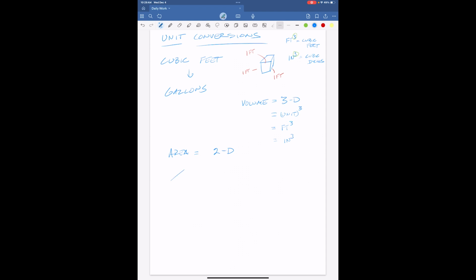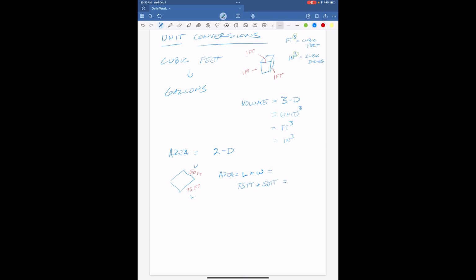So we have a field here, and maybe that field is, say, 50 feet on that dimension, and it's 75 feet on that dimension. So the area is going to be equal to, and we'll call this the length, and we'll call this the width, the length times the width. Right? And if these are both in feet, that's going to be 75 feet times 50 feet.